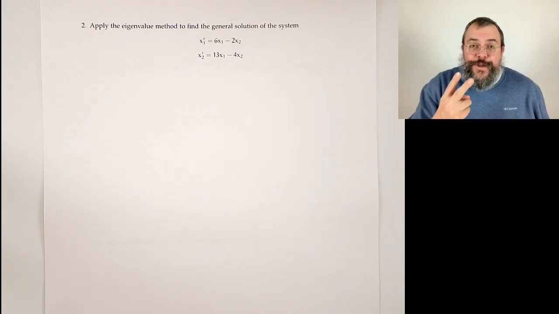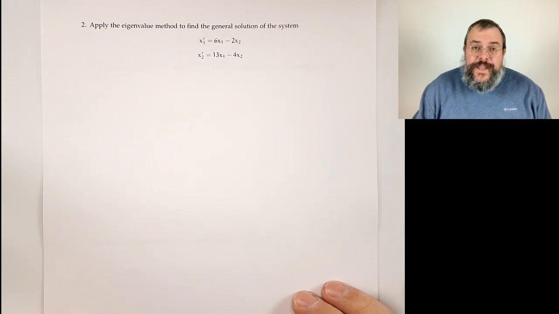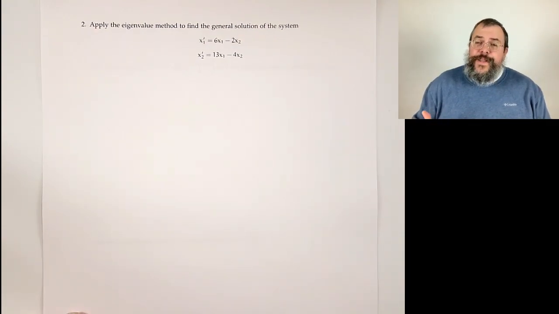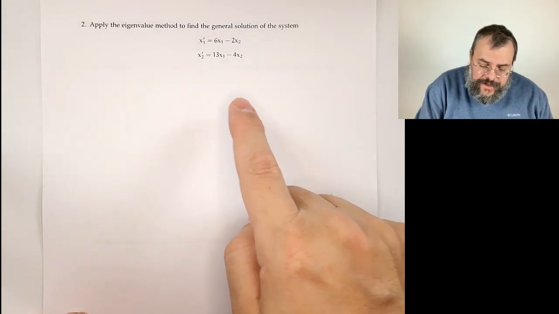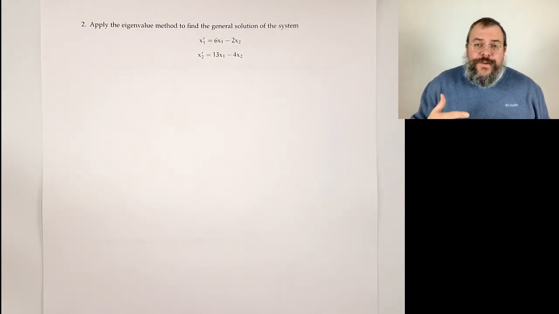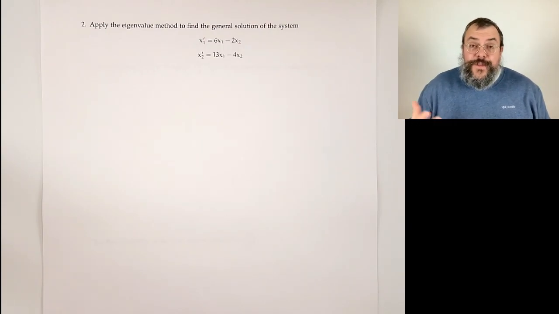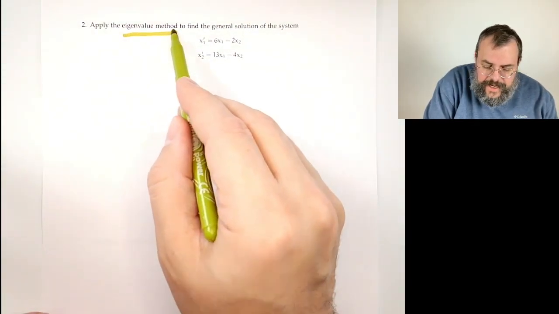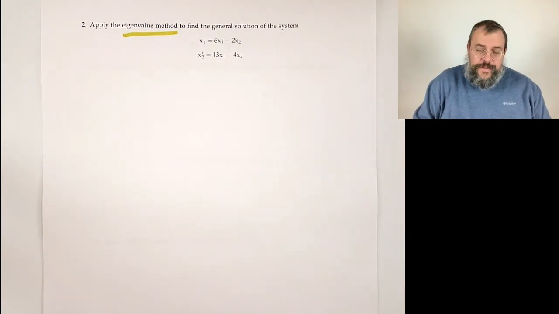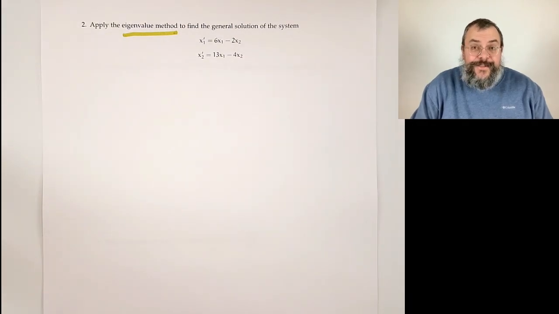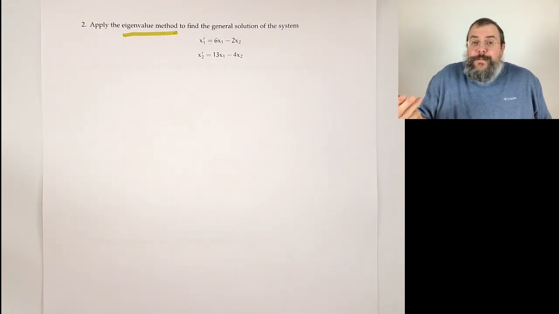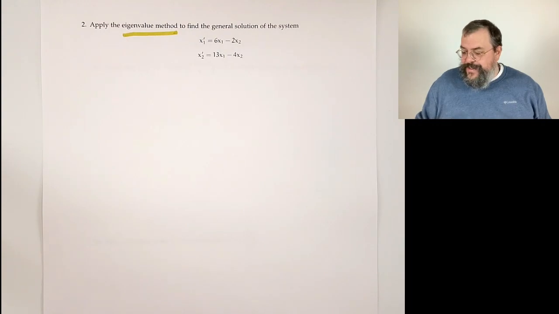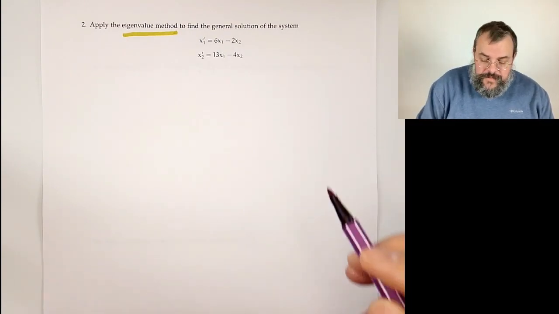All right, number 2. Apply the eigenvalue method to find the general solution of the system. x1 prime equals 6x1 minus 2x2. x2 prime equals 13x1 minus 4x2. Now, you'll see there's this nice phrase, eigenvalue method, which means we're going to be doing something with eigenvalues. And really, that says, hey, we better get some matrices involved here. And so the first thing we should do is let's rewrite this.